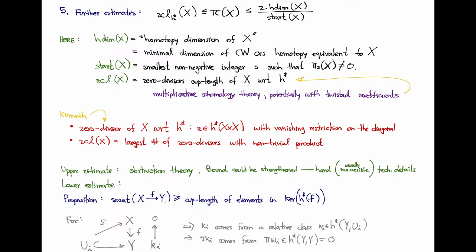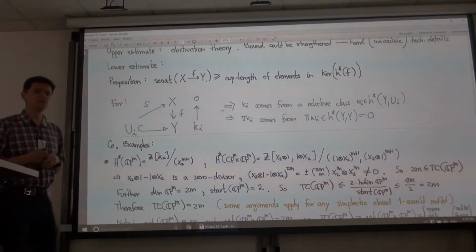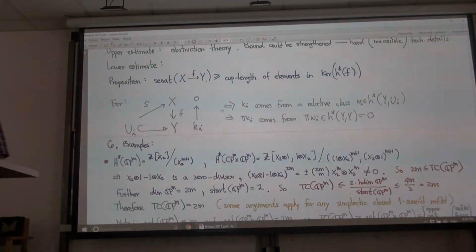And if the partial factors cover the whole thing, the product of the relative classes would have to be 0, because it would have to lie in the cohomology of Y, Y. So there cannot be many of these compared with the number of these guys, and that essentially accounts for this inequality.